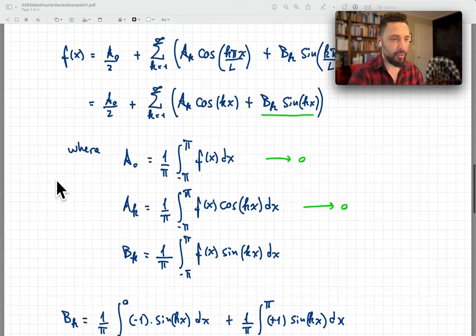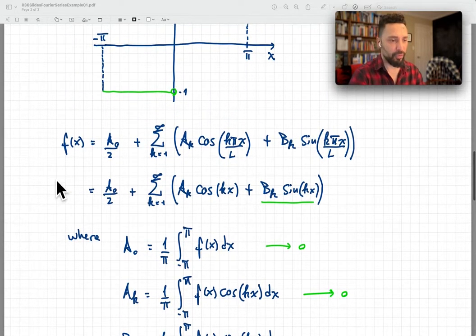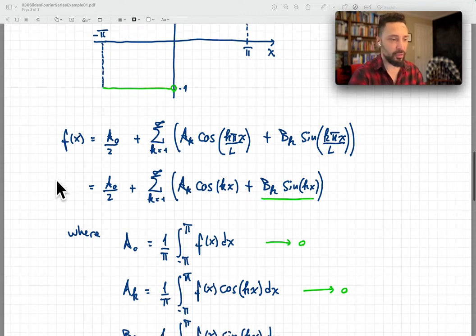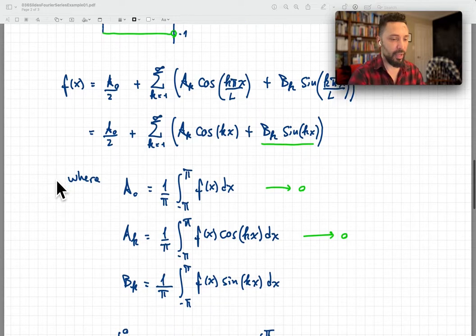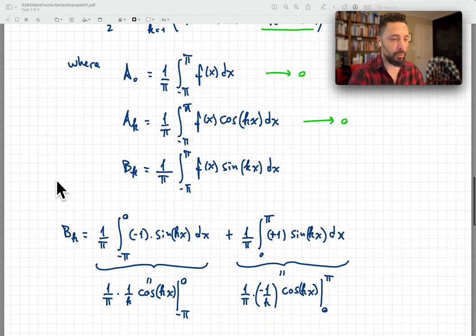And so you should always look for these symmetries in your functions, or if you can write the function as the sum of symmetric or anti-symmetric, or rather odd and even parts and so on, because then that will simplify your calculation. So then we get to calculating the bks.